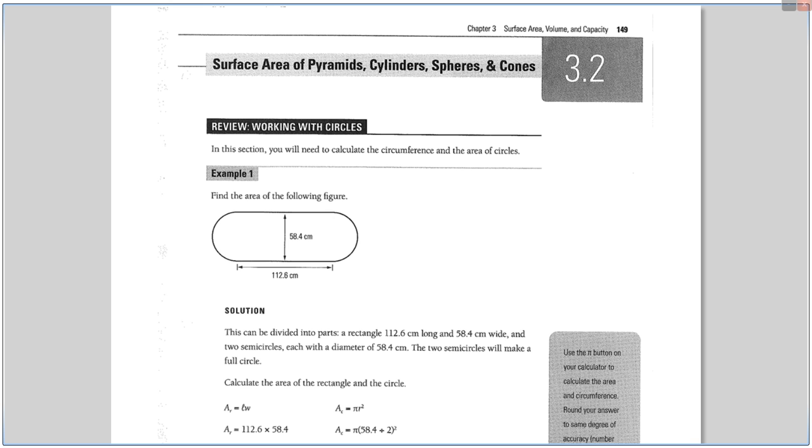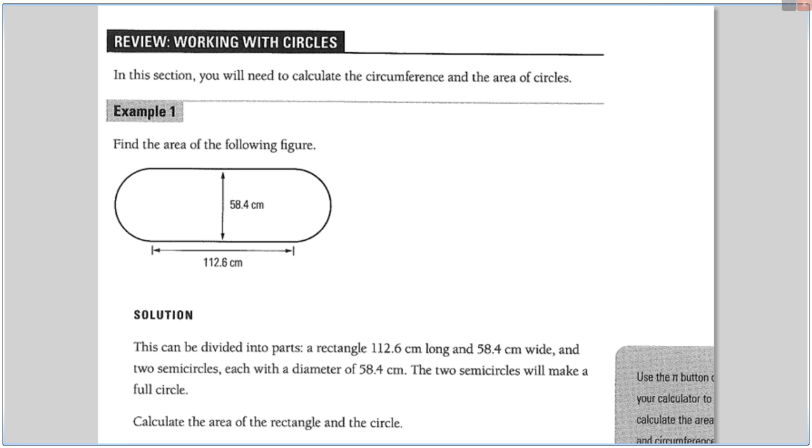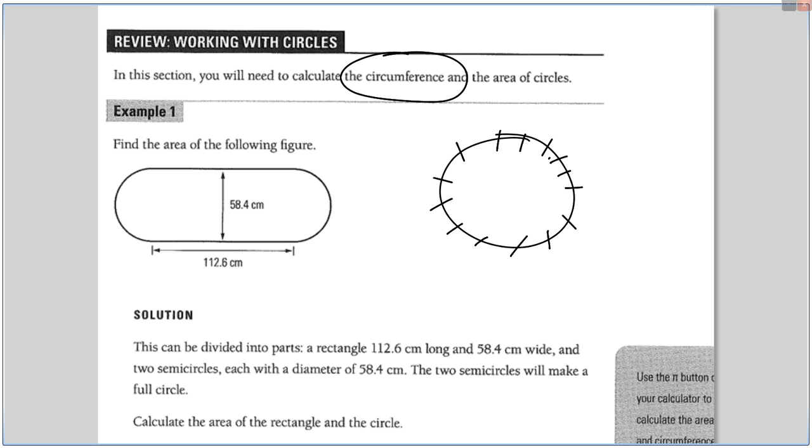All right, so what's it going to start off with? Review, working with circles. Say you had a circular region. If you put a fence around a circle, what do you call that? Yeah, perimeter. What's the perimeter of a circle? Circumference, right there, yeah. So circumference.